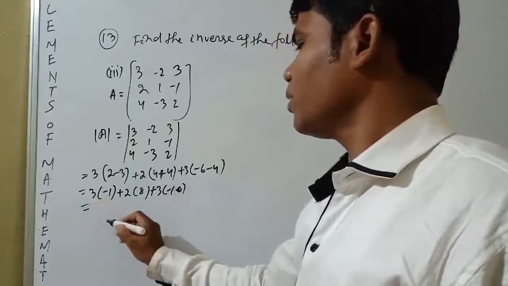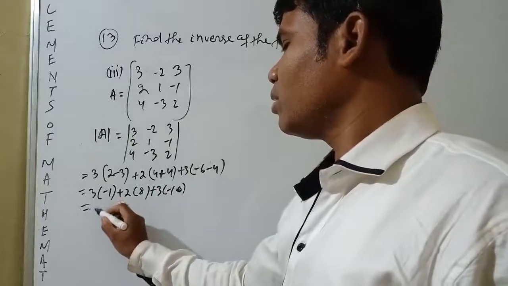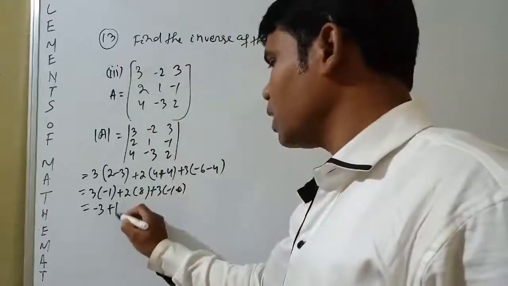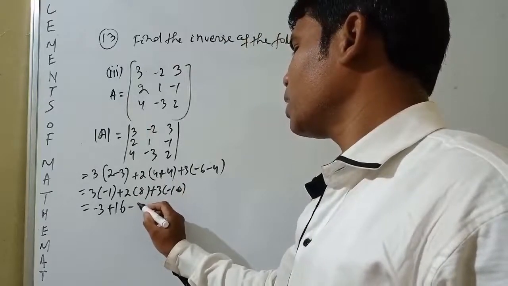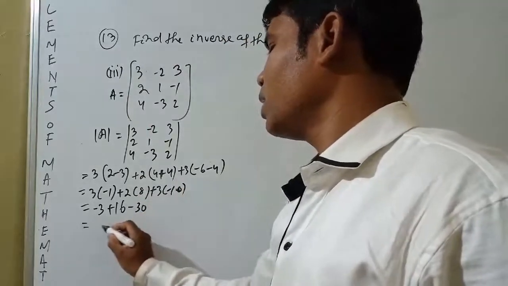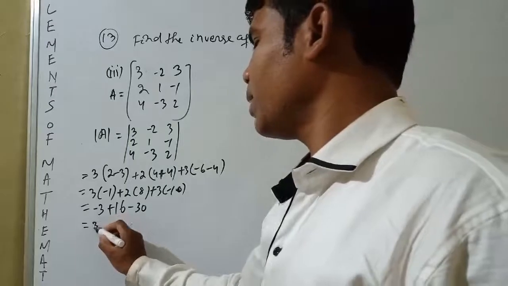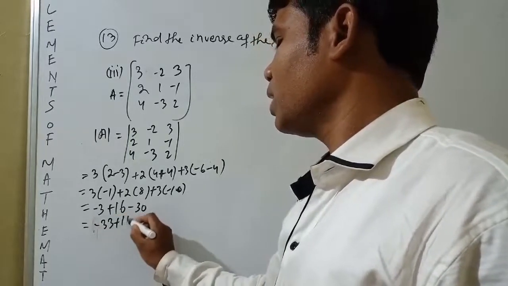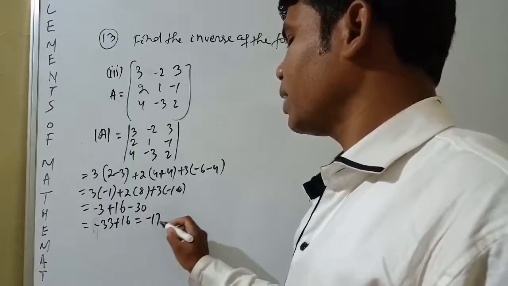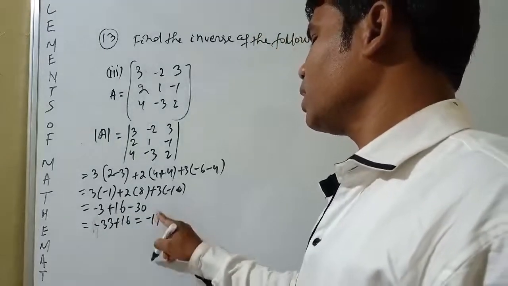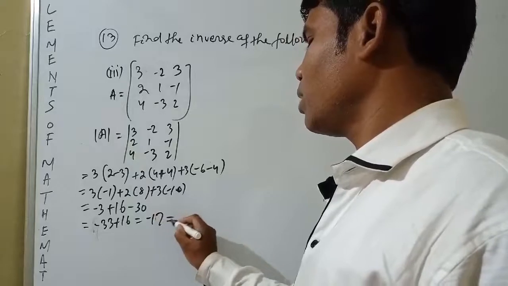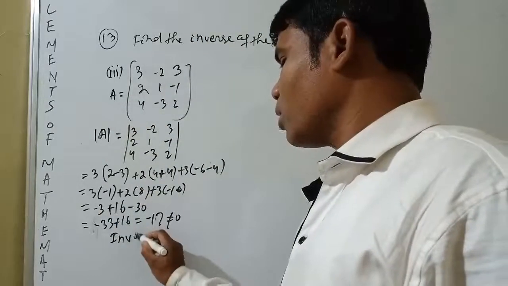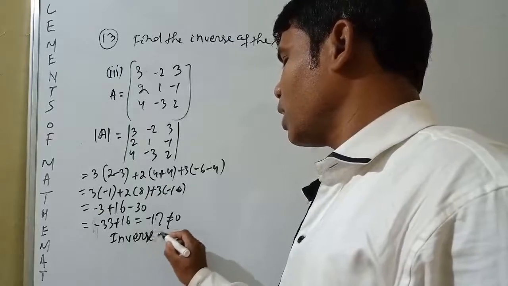You see, is equal to minus 3 plus 16 minus 30. Okay, is equal to minus 33 plus 16, is equal to minus 17, which is not equal to 0. Inverse exists.